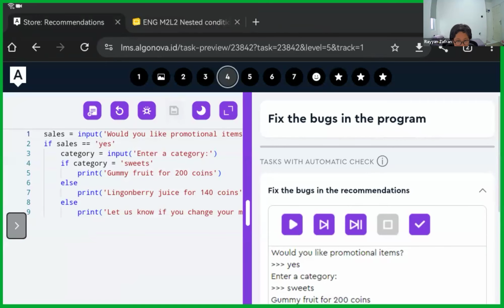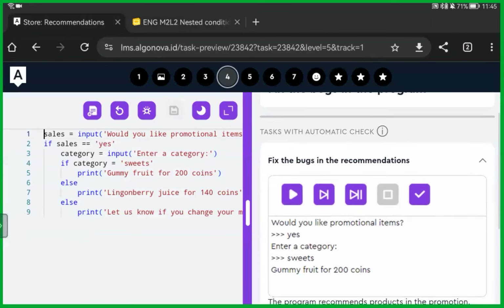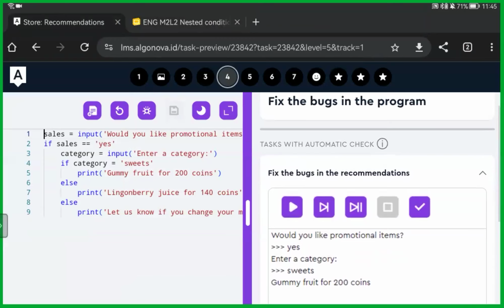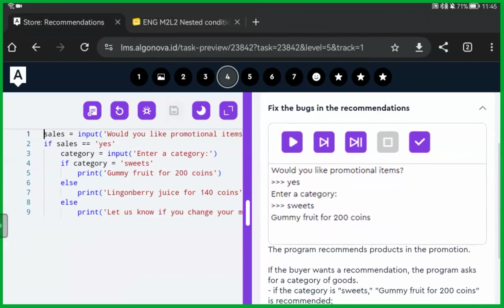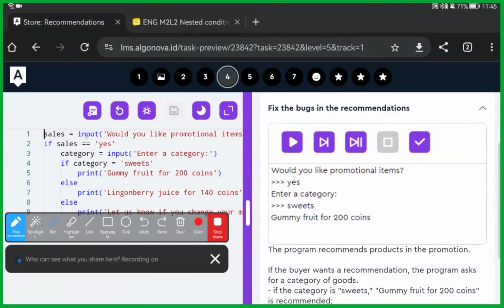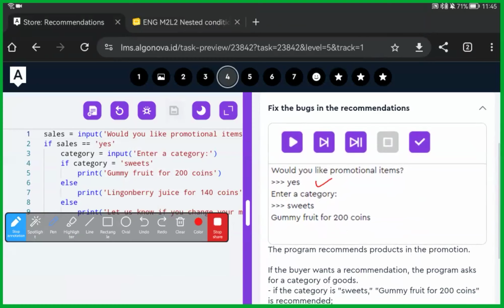Yeah. Okay. In here, we have to fix the bug in the program. So you have to make the program like this. Would you like a promotional item? Yes. Enter a category: sweets and gummy fruit for 200 coins.